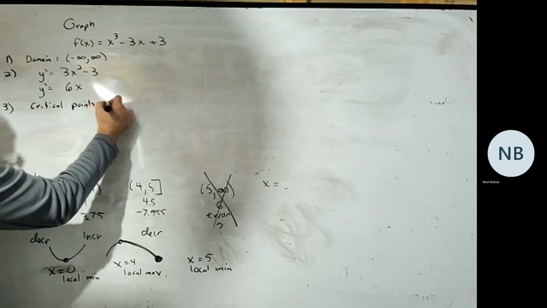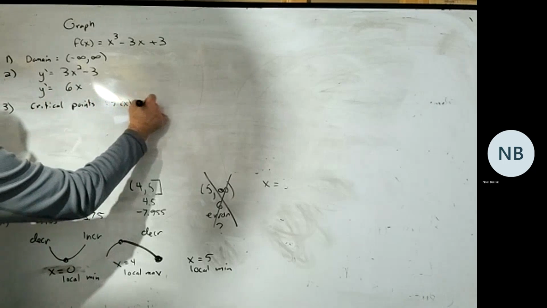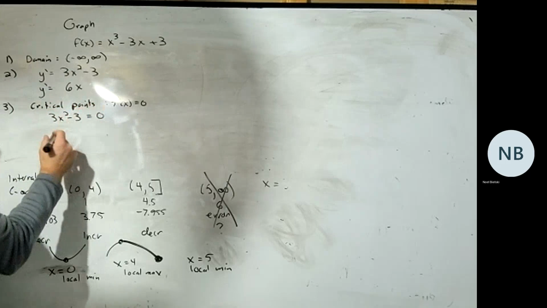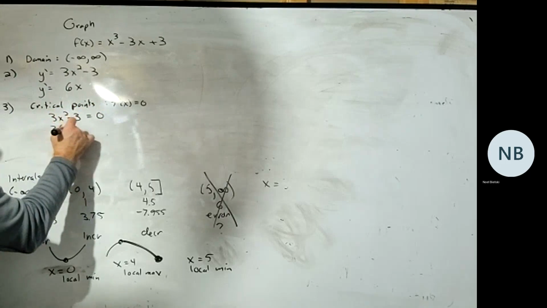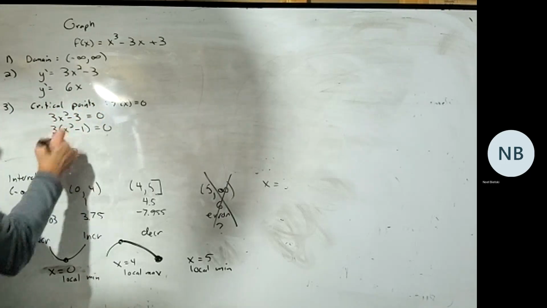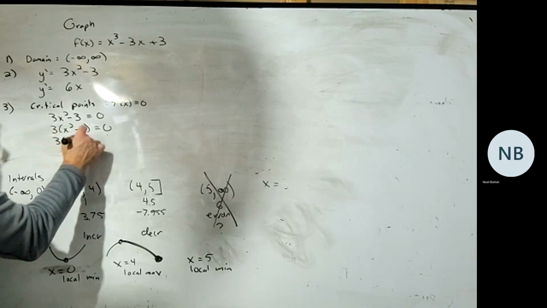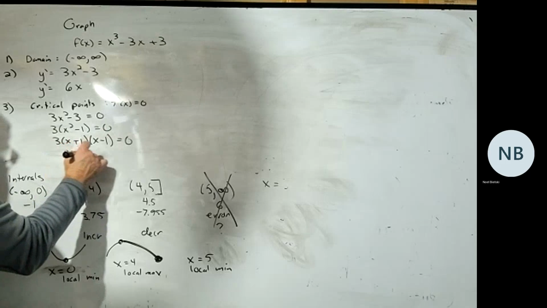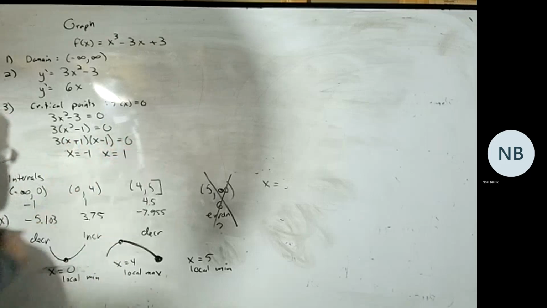Well, we know the critical points happen when f prime of x is equal to 0. So setting 3x squared minus 3 equal to 0, factor out a 3, I get x squared minus 1. That's a difference of squares, so x plus 1 times x minus 1 is equal to 0. So I get x is equal to negative 1, and x is equal to positive 1. So those are the critical points.